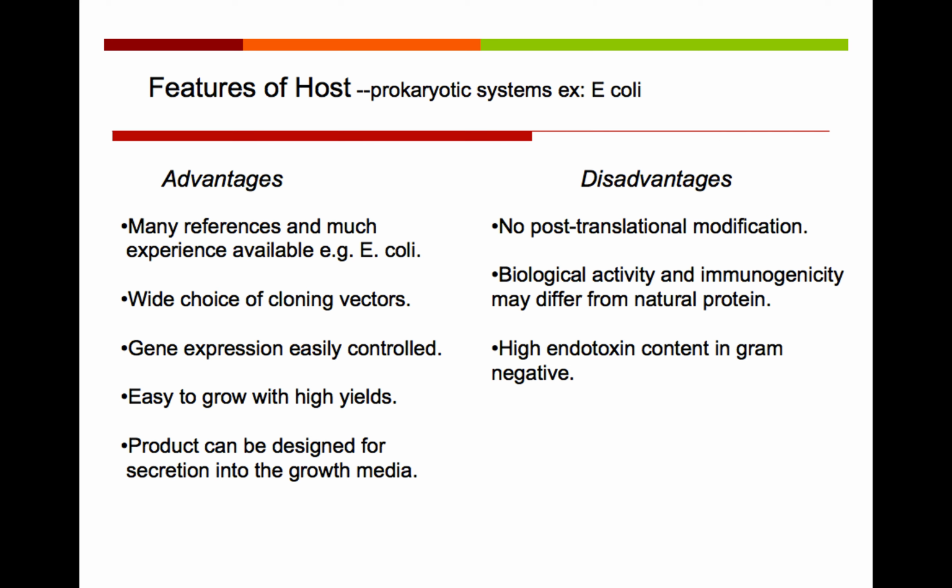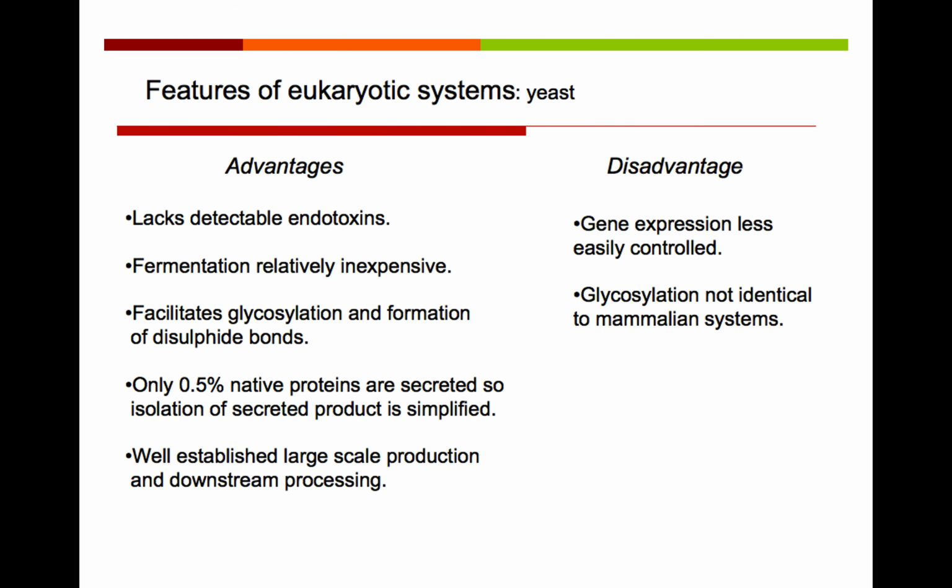The cons, or the disadvantages, are no post-translational modification, because it's a no-brainer, this is a prokaryote we're talking about. Biological activity and immunogenicity may differ from the natural protein, since it couldn't do PTM. And this has been monitored quite a lot for eukaryotic cells. There is also high endotoxin content in the gram negative, and we know what kind E. coli is.